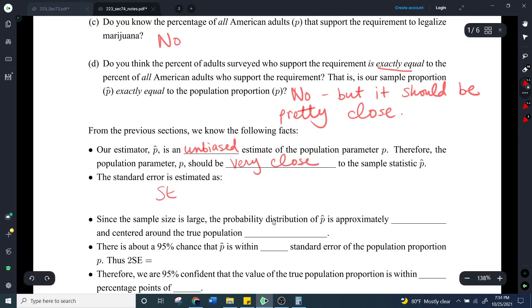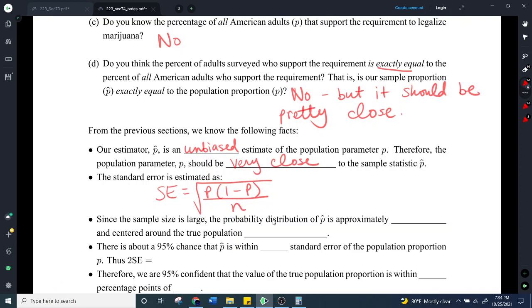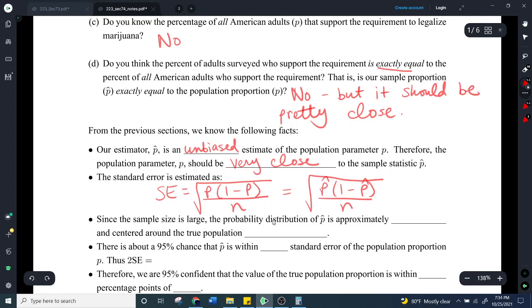Our standard error is going to be the square root of, actually, let me back up for 1 second. I'm going to give you a formula here. Our standard error in the previous section, remember, was the square root of p times 1 minus p divided by n. And you may not remember, I mentioned in the previous section, but I said we'll talk about it in the next section, that if you don't know what p is, when you have an unbiased estimator p hat like we do here, we can substitute p hat instead of p.